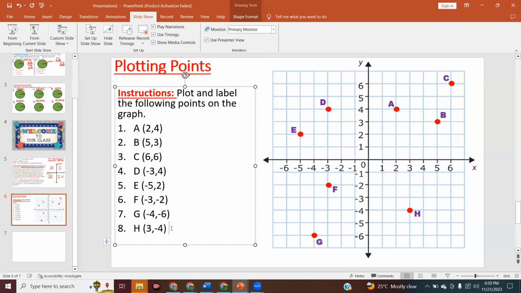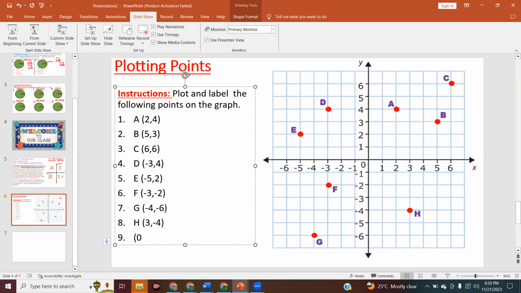Let's make this interesting. What if I have 0, 0? And let's call that X. So where would that be? In the middle. I start at 0, and then I go where? Nowhere. I go nowhere. Very good. So 0, 0, we call this the origin. All right, so this is H and this is I.